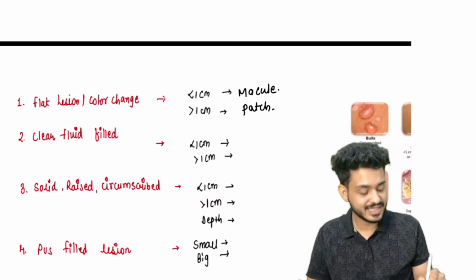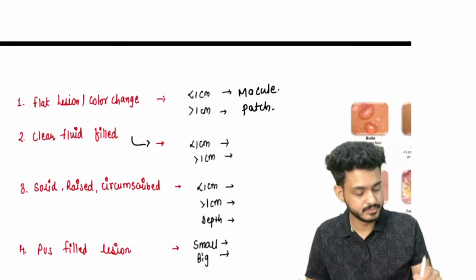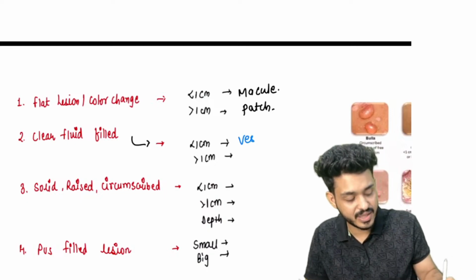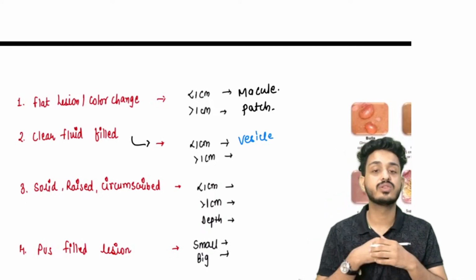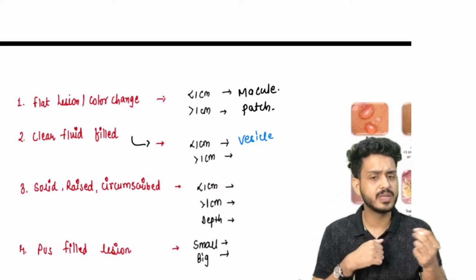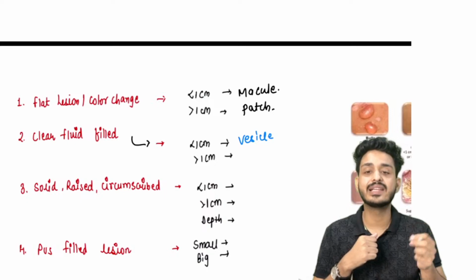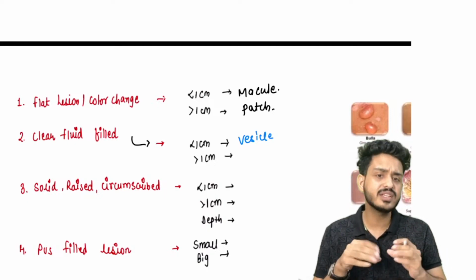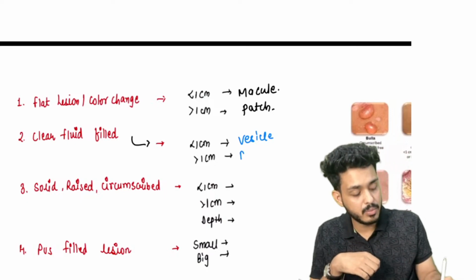If there is a clear fluid filled lesion less than 1 centimeter, we call it vesicle. That is why in herpes you will be having multiple grouped vesicles. They will be having clear fluid filled lesions less than 1 centimeter. If these lesions are big, you will be calling them bulla.